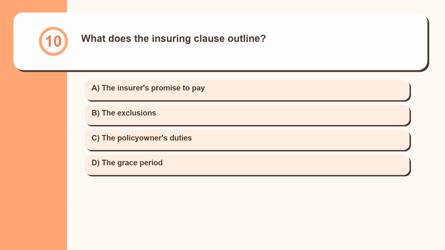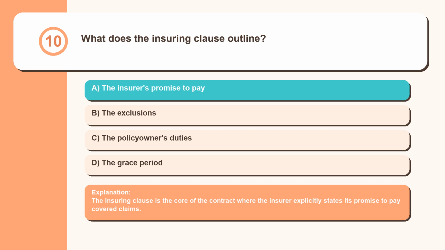Question 10. What does the insuring clause outline? The insurer's promise to pay, the exclusions, the policy owner's duties, the grace period. The insuring clause is the core of the contract where the insurer explicitly states its promise to pay covered claims.